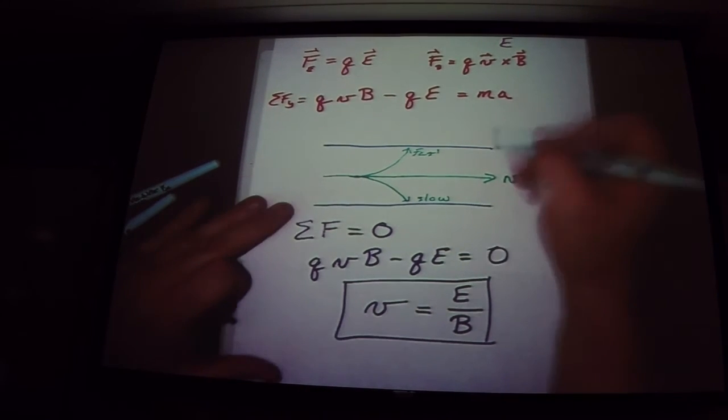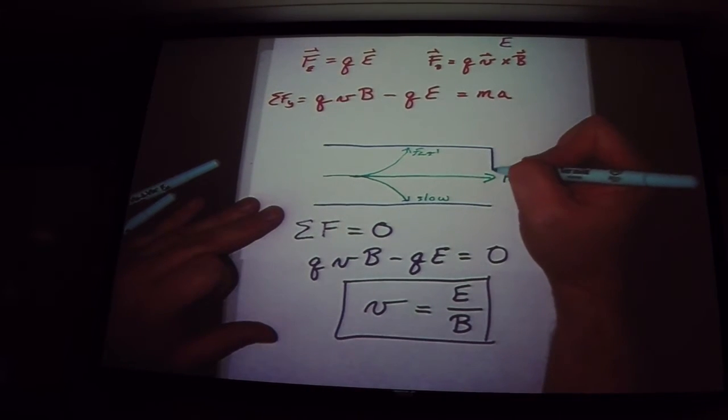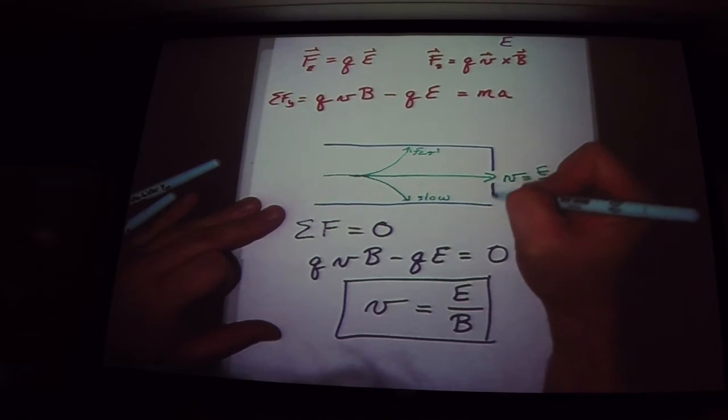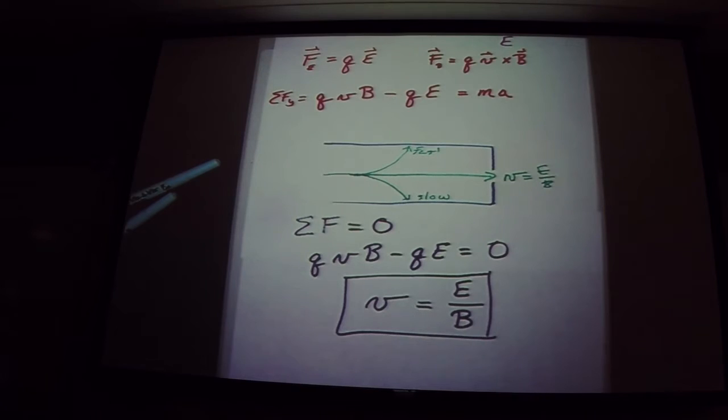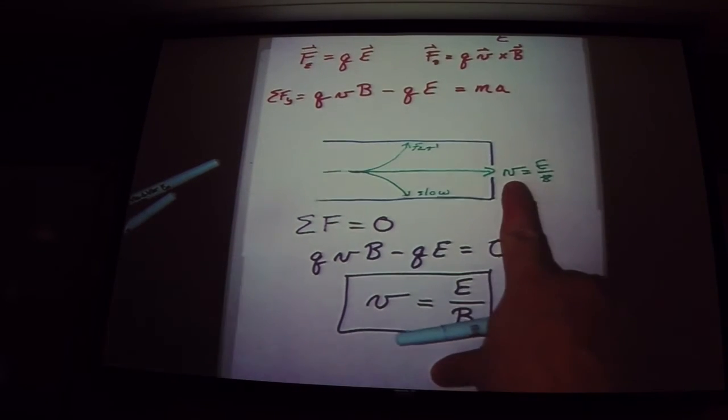All we have to do now is block off everything that doesn't go straight through. Block off everything that doesn't go straight through. If we block off everything that doesn't go straight through, when a particle comes out this end, what do we know about it?